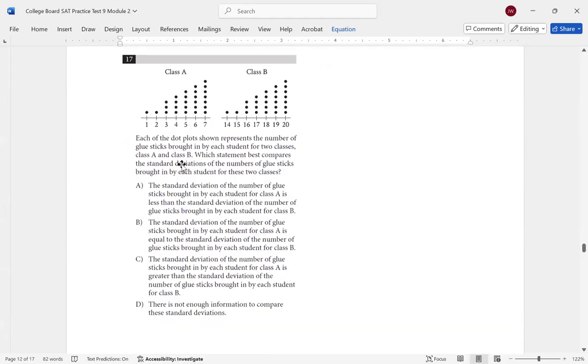Question 17. Each of the dot plots shown represents the number of glue sticks brought in by each student for two classes, Class A and Class B. Which statement best compares the standard deviations of the number of glue sticks brought in by each student for these two classes?